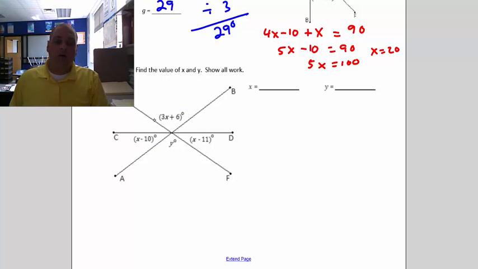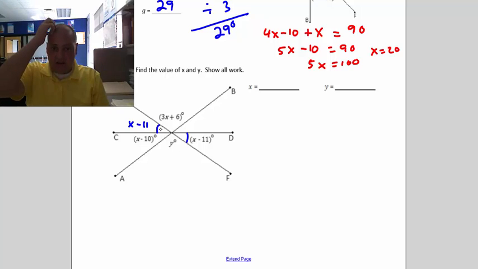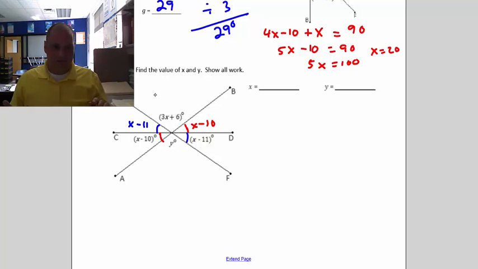But whatever, we have other vertical angles here. We have this guy and this guy. See, those are vertical angles. So if this is x minus 11, this guy is x minus 11. Okay? And same thing here on the other side. If this is x minus 10, this must be x minus 10. So I'm going to label that x minus 10. You have to really take a look at everything. All right?